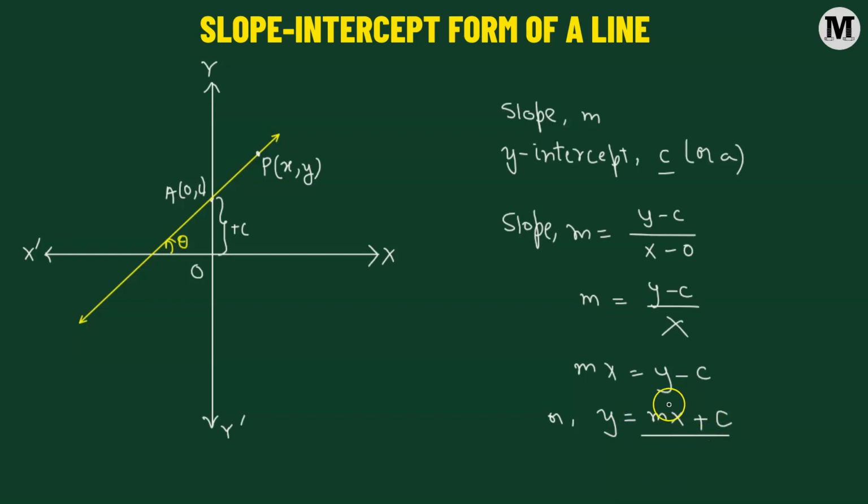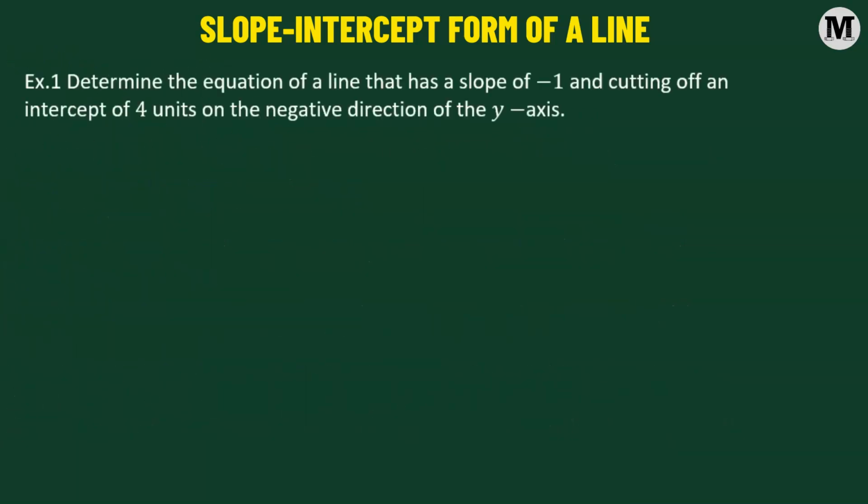So given any line, if we know the value of its slope and the value of the y-intercept, then we can easily define the equation of that line. In order to understand this idea, let's work with a few numerical problems. Here we have our first problem. Determine the equation of a line that has a slope of -1 and cuts off an intercept of 4 units on the negative direction of the y-axis.